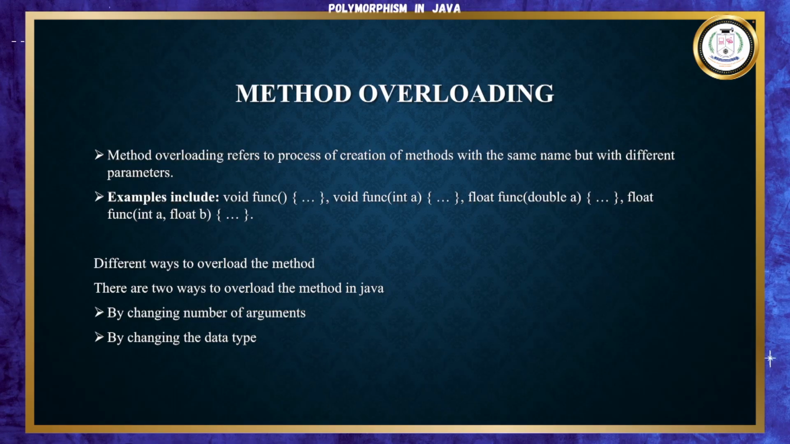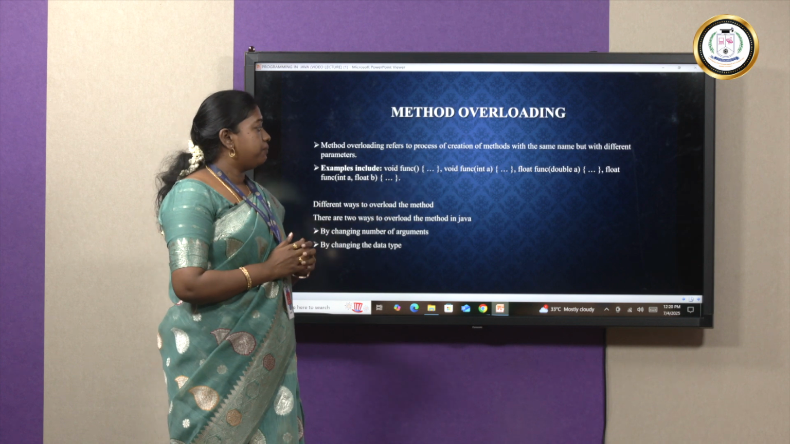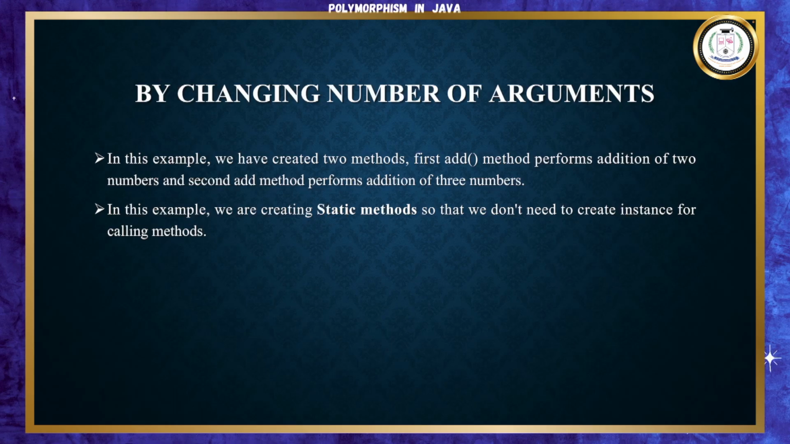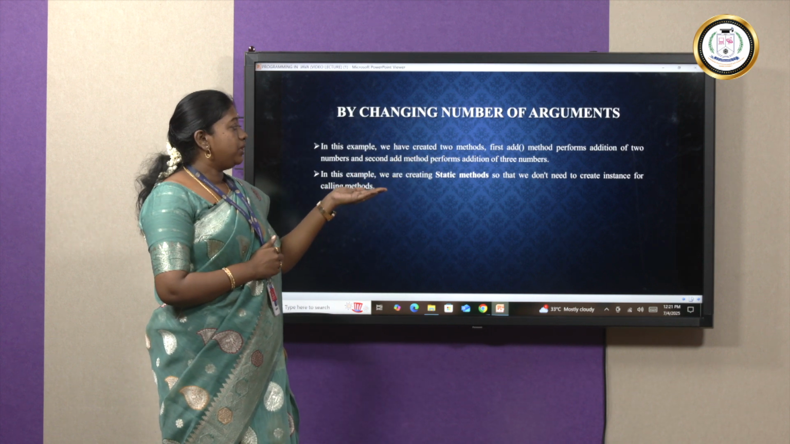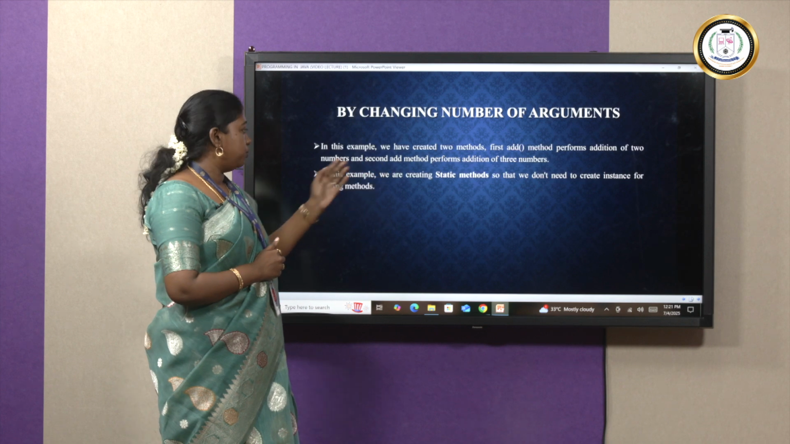There are two ways to overload the function. As I said before, it can be changed by the arguments or by changing the data type. So in this example the function is differing and the data type is differing. So these are the two ways of method overloading. First, by changing the number of arguments. If we have the method add, it will have different parameters. So that is changing the number of arguments.